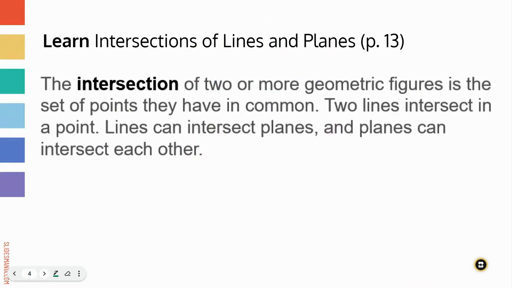The intersection of two or more geometric figures is the set of points they have in common. Two lines intersect in a point. Lines can intersect planes, and planes can intersect each other.